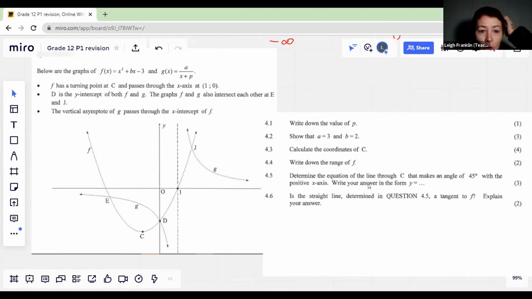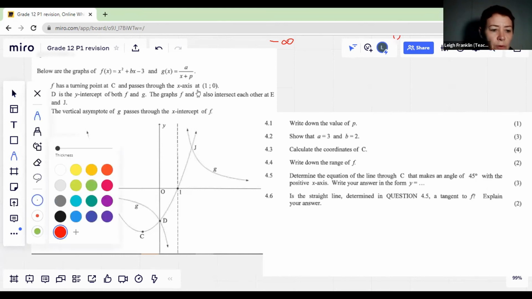A belongs to the hyperbola, all right? B belongs to the parabola. So let's go and have a look at the information that they have given us, right? From question 4.1, Isaiah, what did you get was the value of P? Because we're going to need that in the next question. What did you get for P?